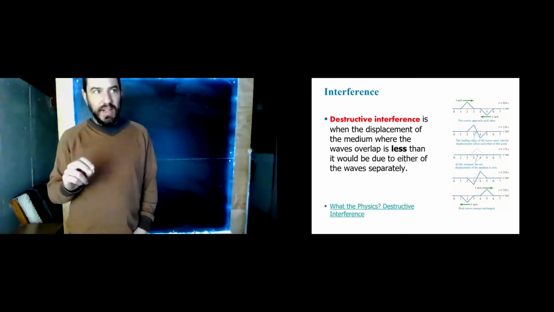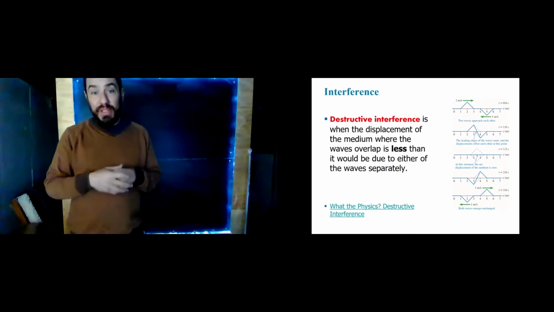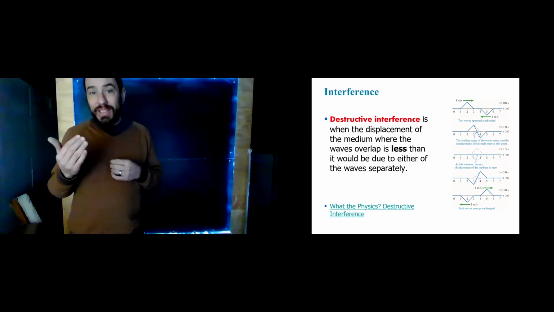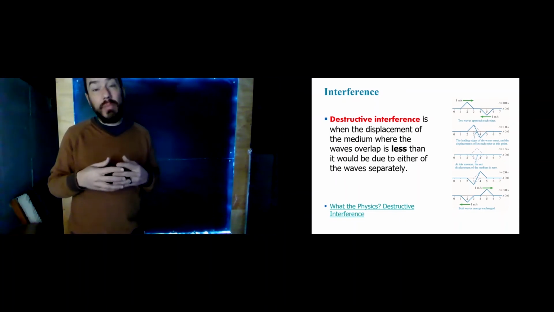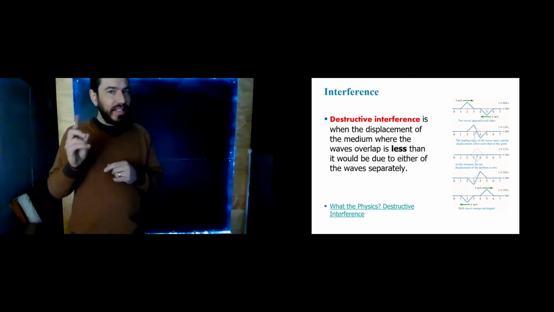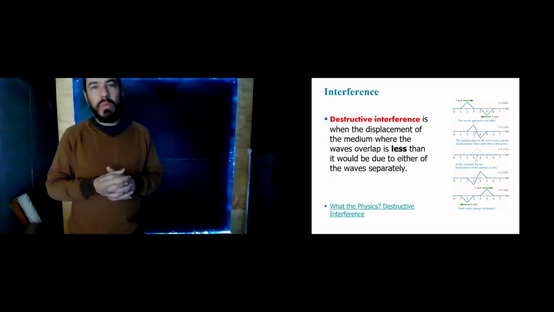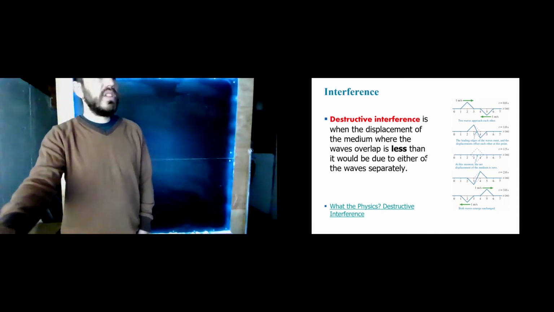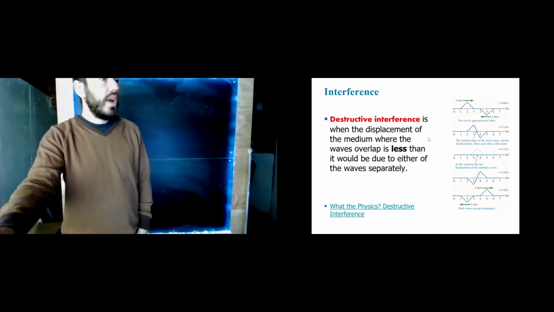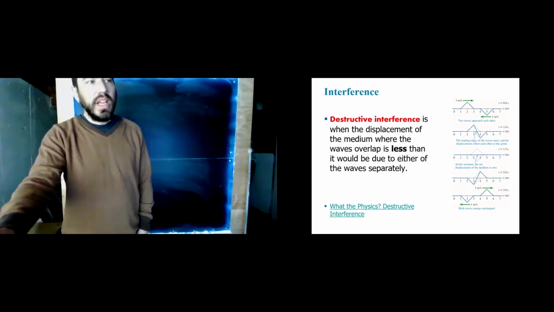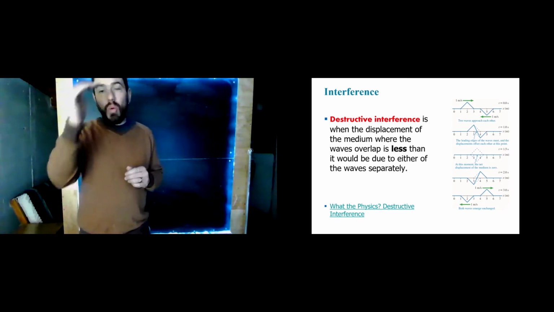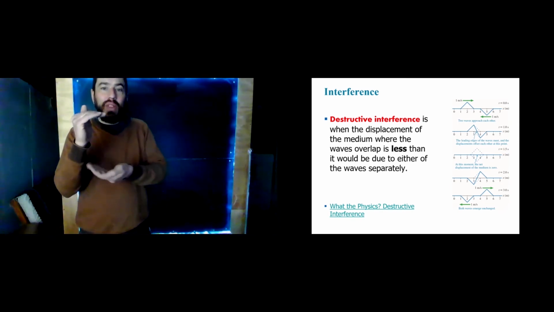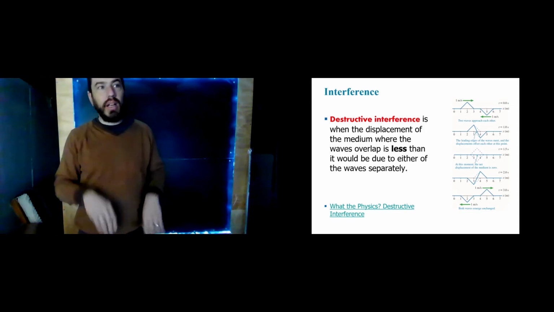Now, destructive interference happens when the displacements are in opposite directions, when one has a positive displacement and one has a negative displacement. And so we see that waves can combine to make a greater amplitude. Interestingly, waves can also combine to make a smaller amplitude. So destructive interference is when the displacement of the medium where the waves overlap is less than it would be due to either of the waves separately. And so what that means is basically you've got one wave with a positive displacement and one wave with a negative displacement, and then they combine, right?